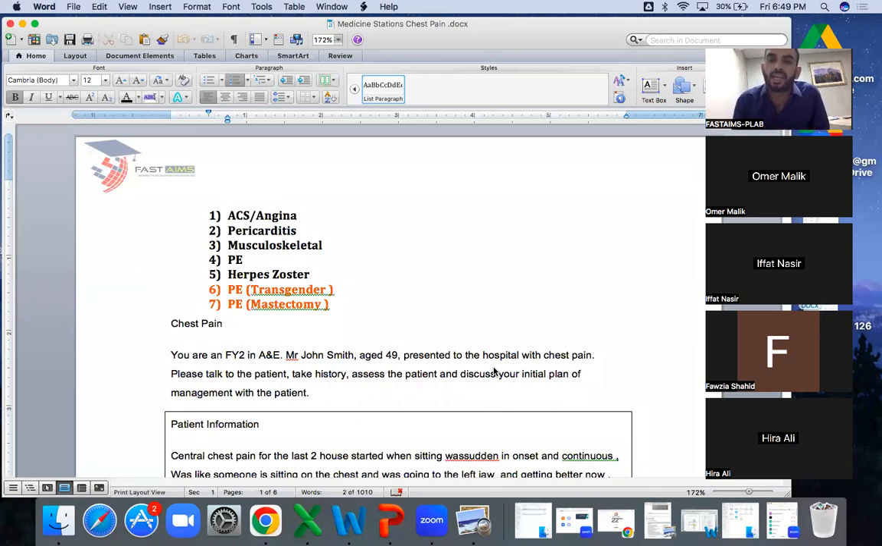So today we take an example of chest pain. Chest pain is our example. The scenario we cover is acute chest pain.